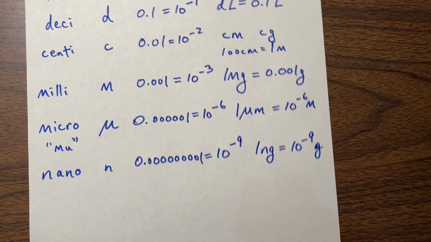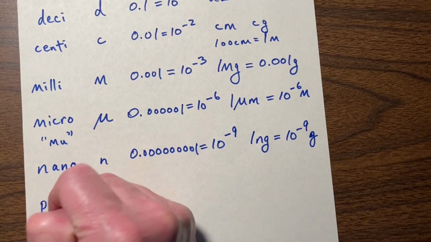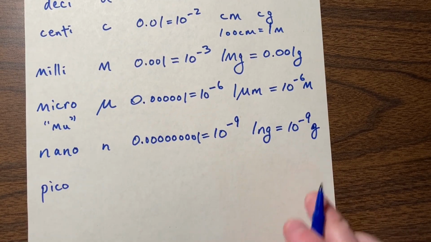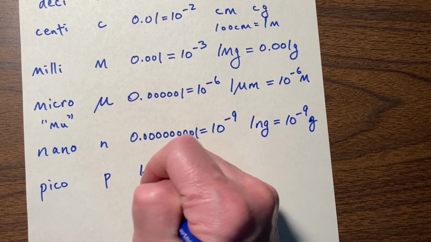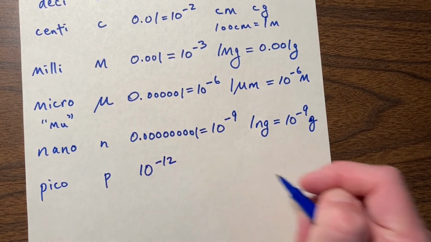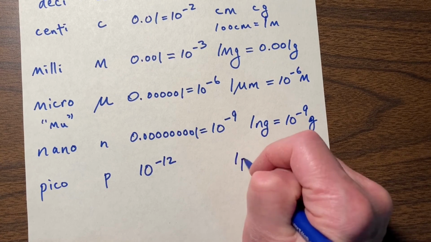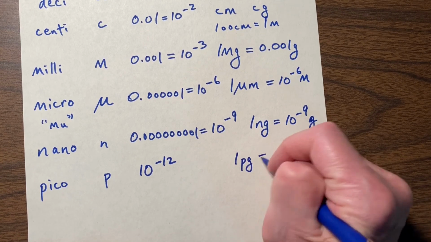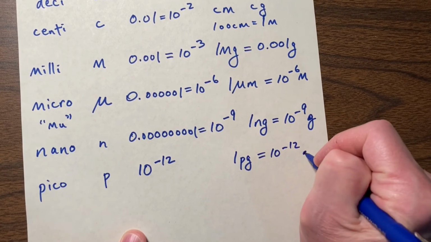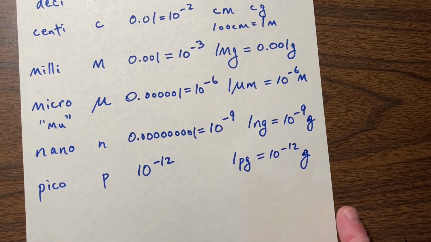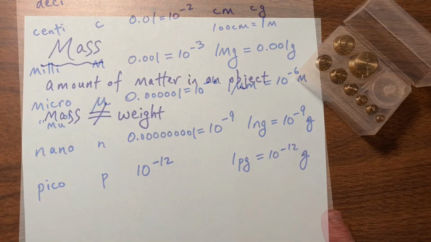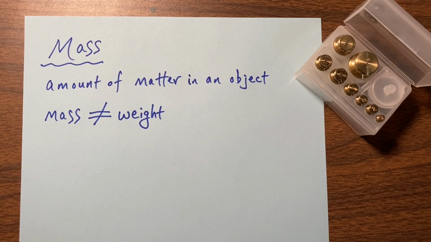Very, very small. Pico would be a useful prefix to use when we're talking about atomic sizes, and that's a lowercase p. And that's, I won't write all the zeros, 10 to the negative 12th. 1 picogram, written like that, is equal to 10 to the negative 12th grams. And that's about it. Those are the common prefixes we'll use. So let's continue. We'll talk a little bit about a few of the units in more specifics.